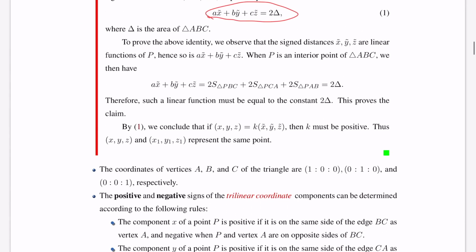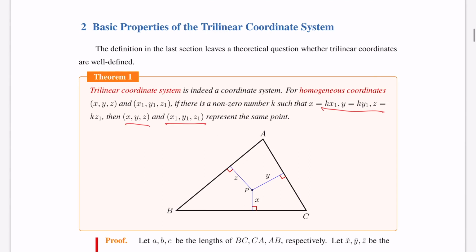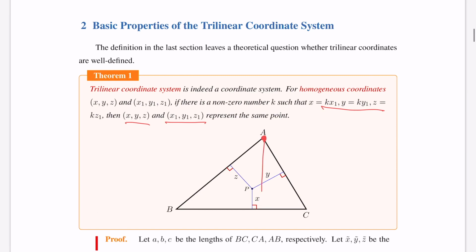Okay, first question. Once you have triangle ABC, what are the trilinear coordinates for the points A, B, and C? For example, what are the trilinear coordinates of A? Just think about the distance of A to BC, to CA, to AB. First, A to BC is a positive number, which is the height. So this distance x is equal to h.